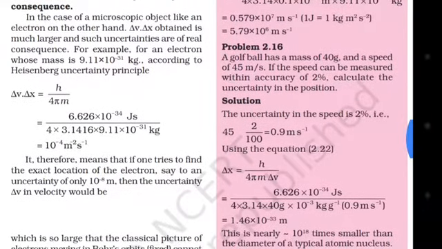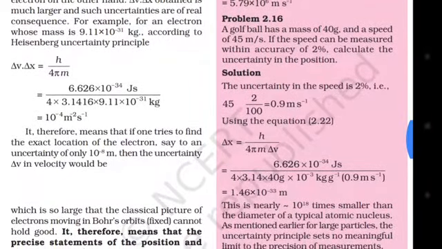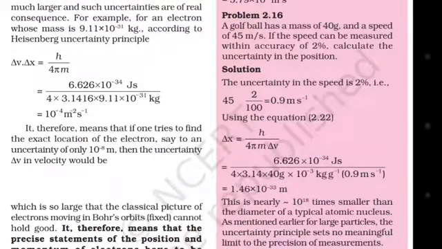Problem 2.16. A golf ball has a mass of 40 gram and a speed of 45 meter per second. If the speed can be measured with an accuracy of 2%, calculate the uncertainty in the position. Friends, have a focus on the data given in the question and try to understand along with the reading.